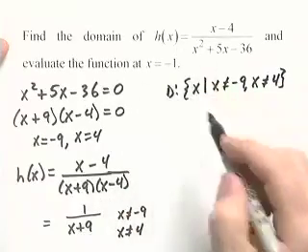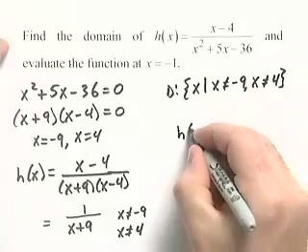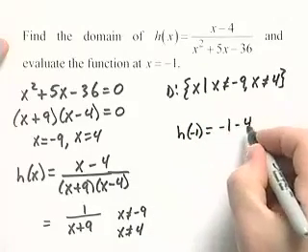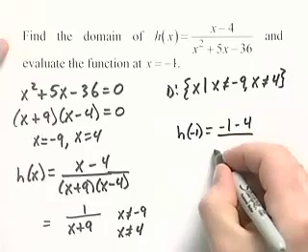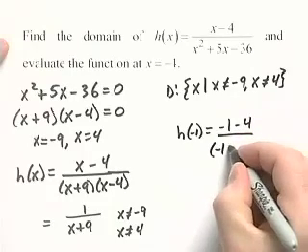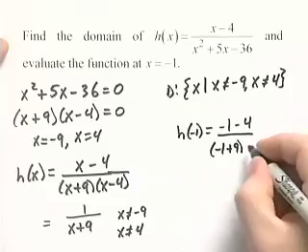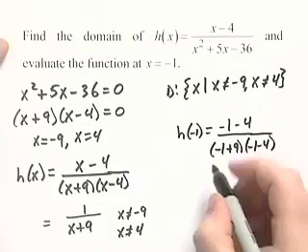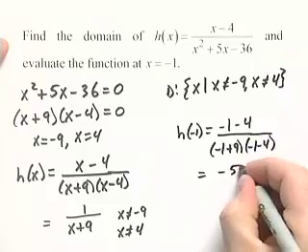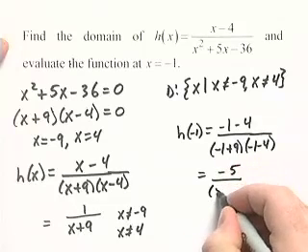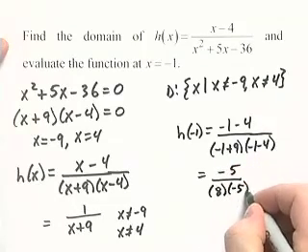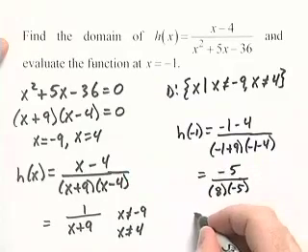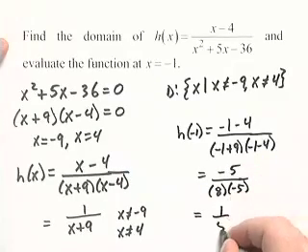Next, we want to evaluate the function at negative 1. So we want h of negative 1. That's equal to negative 1 minus 4 over negative 1 plus 9 times negative 1 minus 4, using the factored form. In the numerator, we'll get negative 5. The denominator will have 8 times negative 5. Notice the negative 5s will cancel. It comes from that common factor. And so we end up with 1/8.